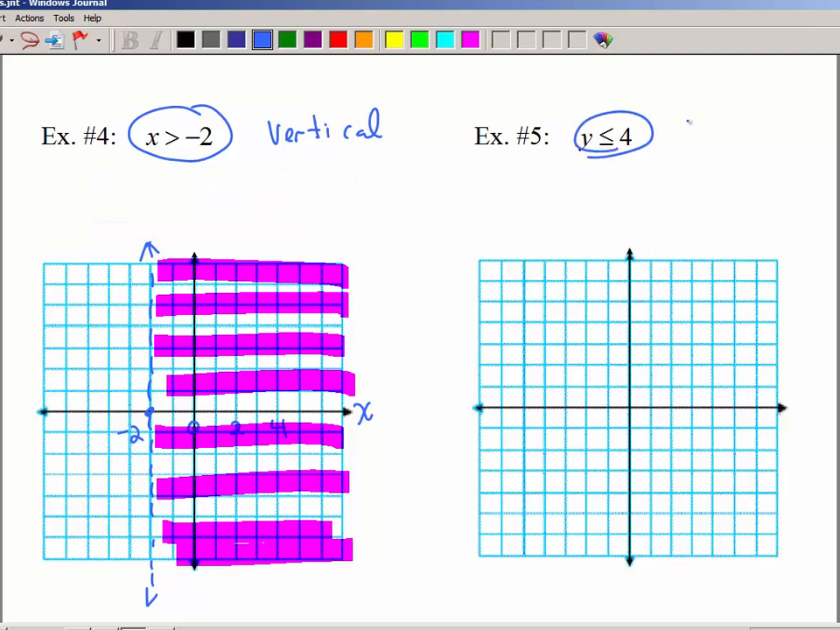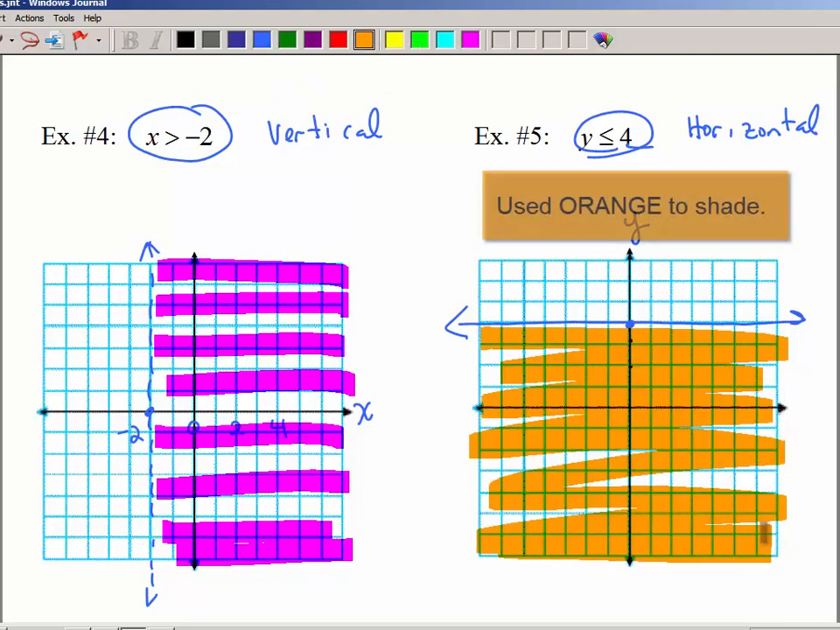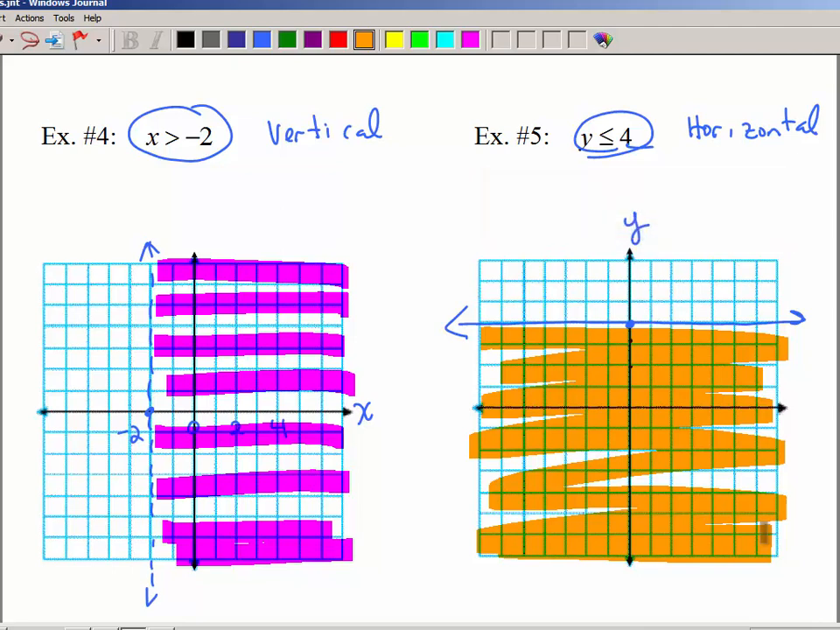This one, we should know that's a horizontal line because we only have a y. It's at 4 on the y-axis. And this is a solid line because of the equal to part. And this says less than. So I'm going to shade below the line. And that's all there is to it. So if you understand how to graph lines, graphing inequalities is really quite simple.